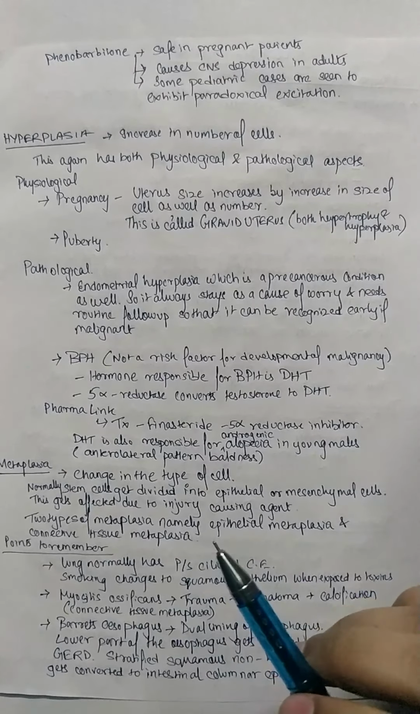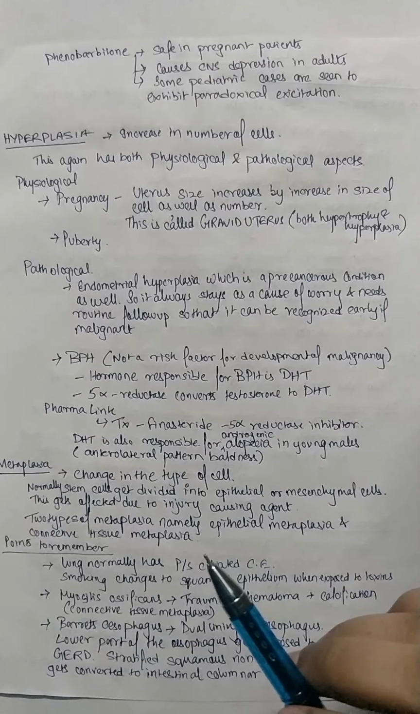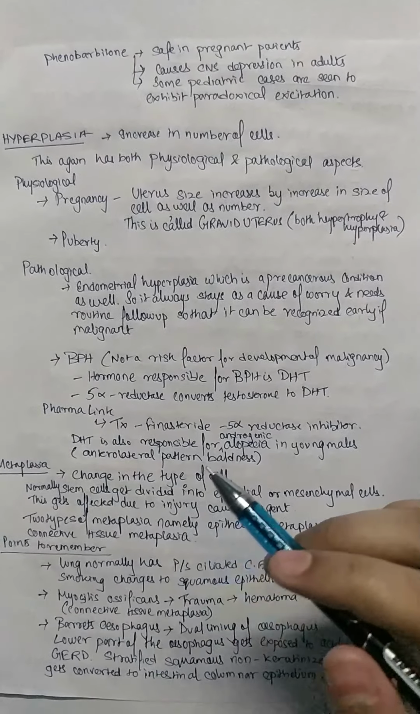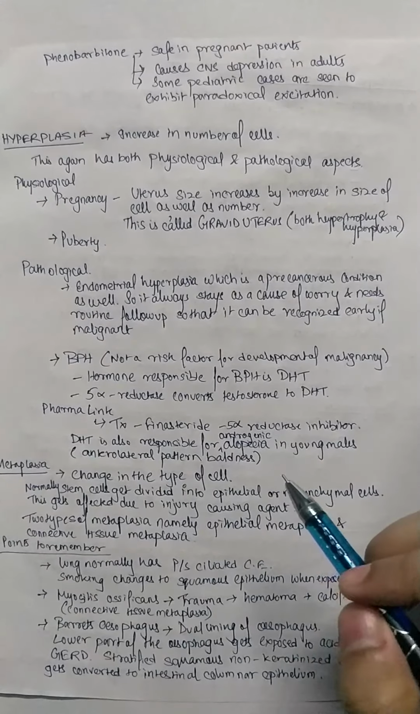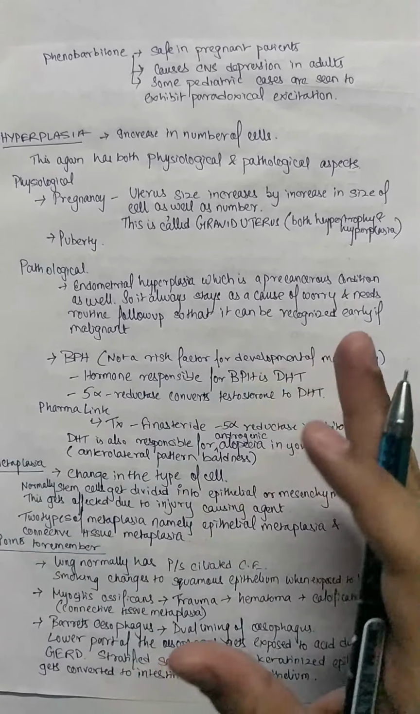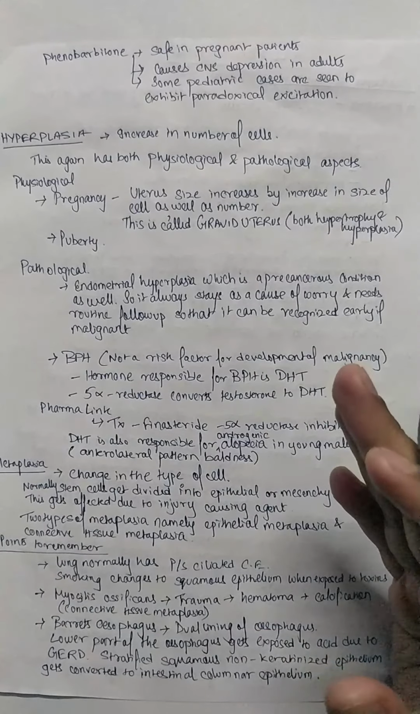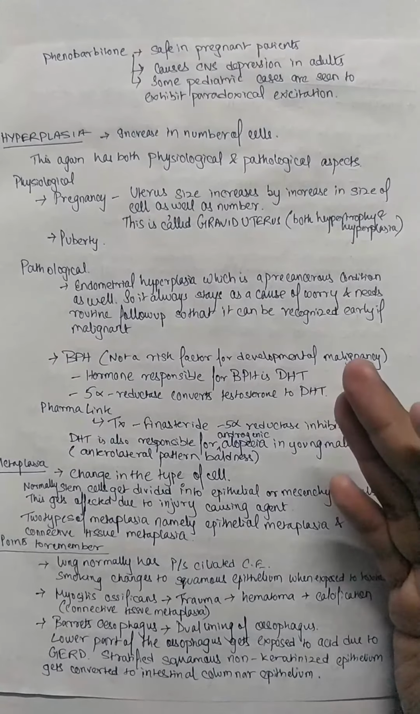So the 5-alpha reductase will be inhibited and thus the formation of DHT will decrease and thus the enlargement will subside gradually. Now DHT is also responsible for androgenic alopecia in young males, which shows an anterolateral pattern of baldness. So if there is androgenic alopecia, you can also consider using Finasteride for the treatment.